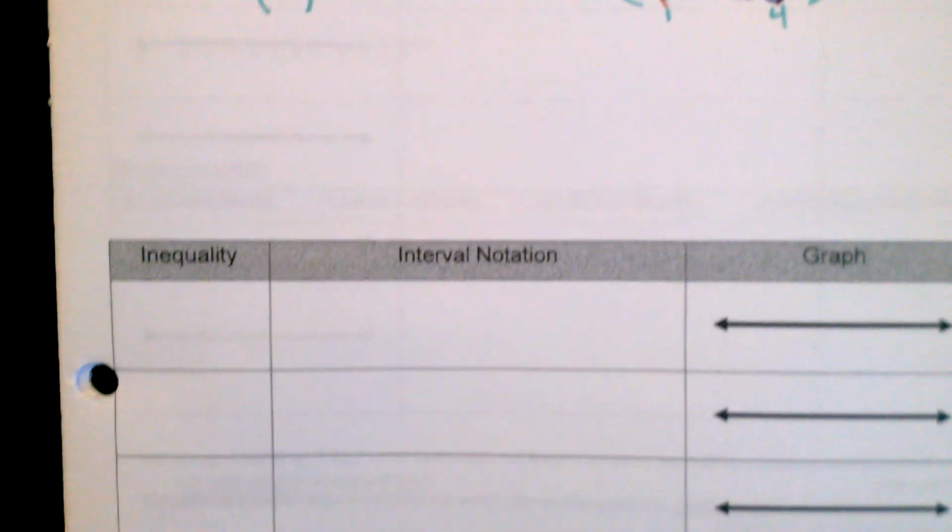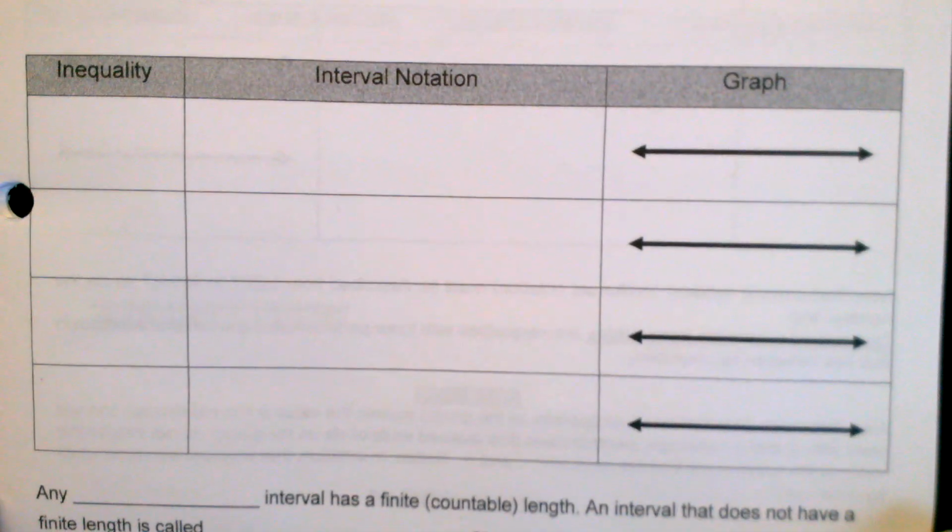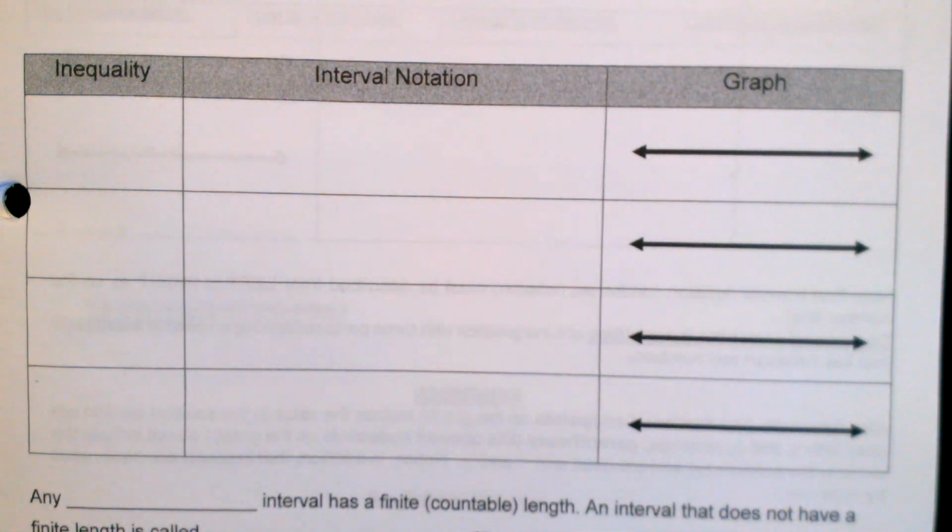We're going to fill in this chart. We're going to have the inequality, what it looks like in interval notation, and then we're going to graph it on the number line. Now I'm going to use the letters A and B just to represent any numbers that we may have. In this case, A is less than B, so A is going to be listed first and then B. Everyone good? All right.